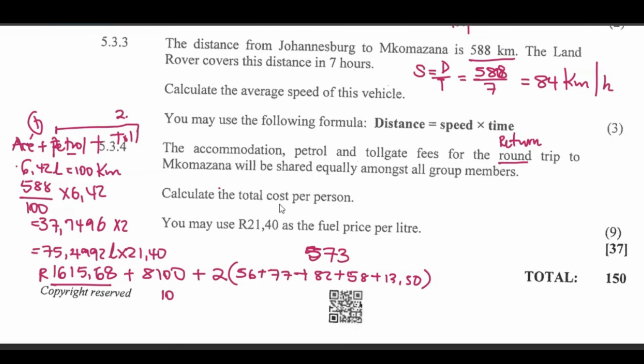So the amount is 10,288 rand 68 cents. Because there were 5, we divide by 5, and each person has to pay 2,057 rand 74 cents. And this will end our solution today.